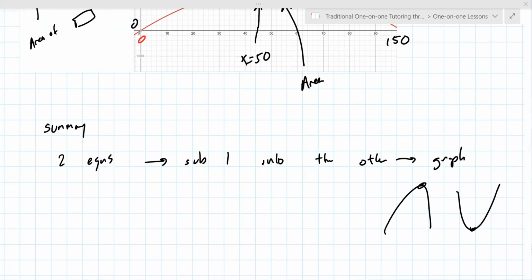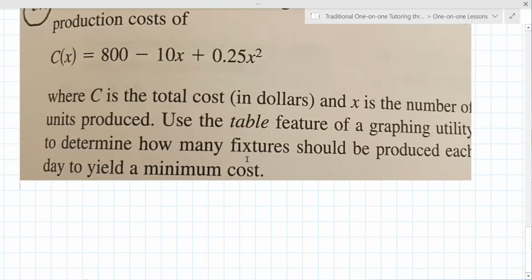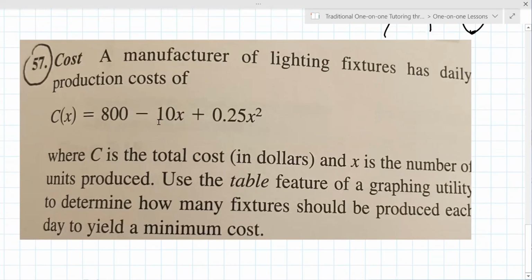All right, so I believe that's 57. 57. All right, let me snip this in. All right, it's 57. A manufacturer has a daily production cost of this, okay, to yield a minimum cost. So here, they're telling you to use the table feature of a graphing utility to determine how many fixtures will be.